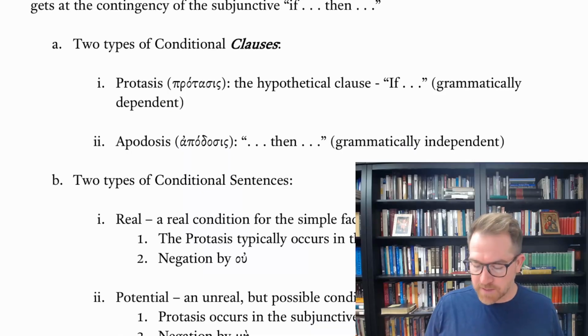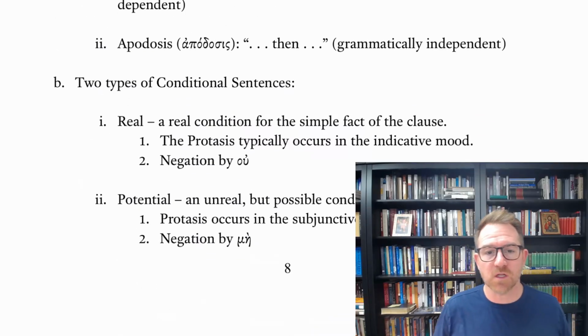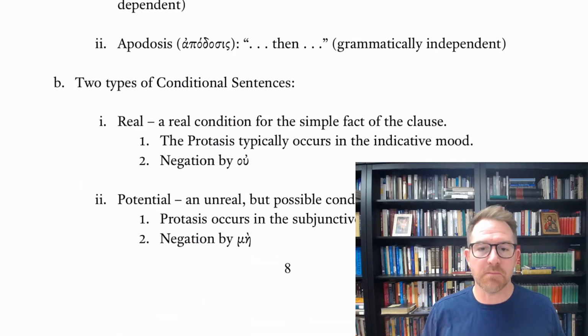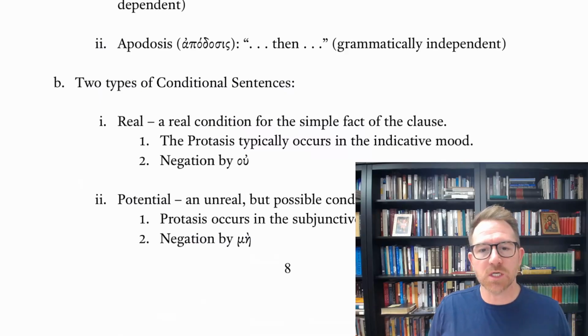So of these two types of conditional sentences, you can have a real condition for the simple fact of the clause. The protasis occurs in the indicative mood, negated by ou. So a real condition is, if the sun rises tomorrow, I'm going to get up and go to my son's basketball game. It's a real condition. The sun is going to rise tomorrow. So I would put the verb rise in the indicative mood.